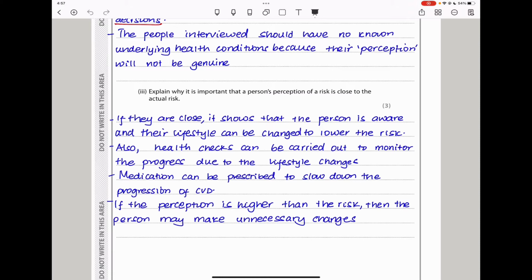And lastly, I said, if the perception is higher than the risk, let's assume somebody thinks they have a higher risk of getting cardiovascular disease than their actual risk is, then they are going to make life changes that will be unnecessary. An example, for some people, they will start dieting, they become skinny, and that is an unnecessary change because the actual risk factors are lower than their perceived factors, or risks, and therefore they're making unnecessary changes.